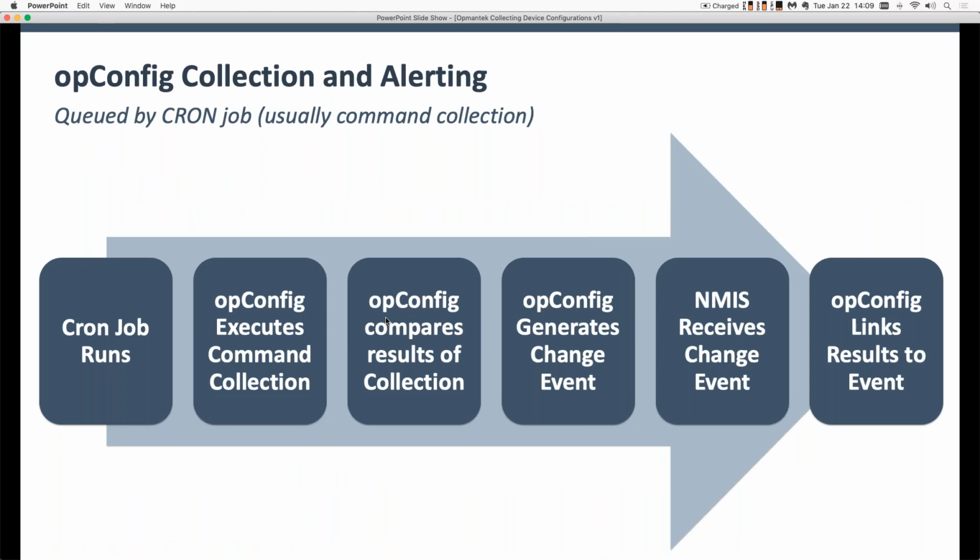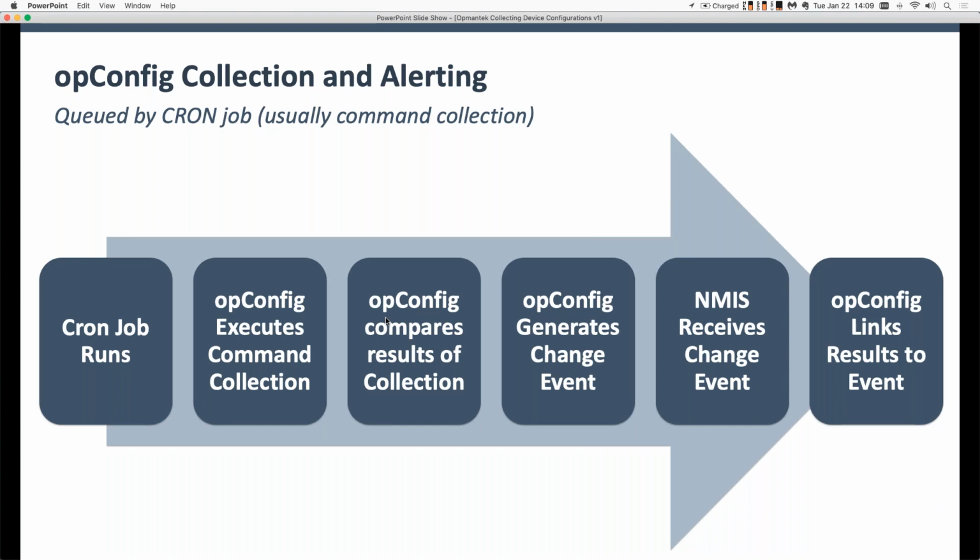A very high-level process overview, the concept of collecting commands. And this is going to be the same whether it's collecting commands that are pre-built using SSH and CLI, command line interface, or running commands that are built as opConfig plugins. So the cron job runs, that starts the daily or the hourly command collection. opConfig executes the command collection. opConfig then compares the results of that collection against the last version for each command on each device. Events are generated if the commands are marked for event generation.